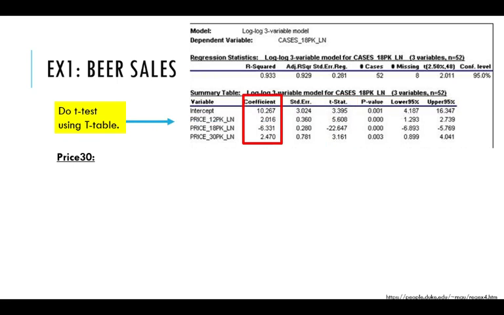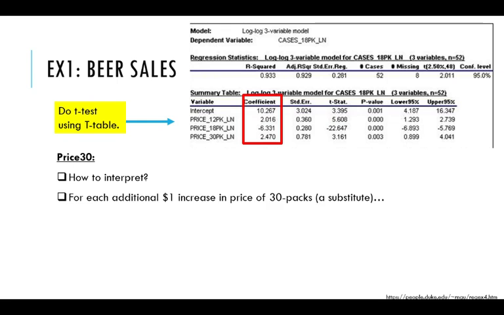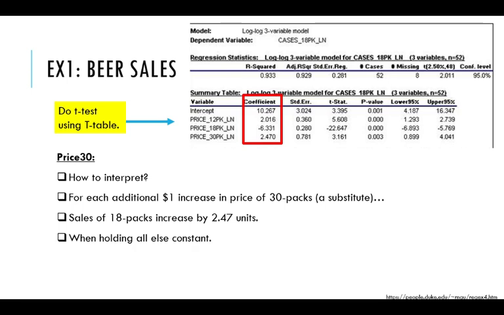All right. So let's interpret. Again, don't forget, we need to go to the coefficient to interpret. So for each additional $1 increase in the price of 30 packs, we see that the sales of 18 packs increases by 2.47. So if we increase the price of the substitute, people are going to switch to buying 18 packs and we're going to sell more. And so remember, our coefficient is always measured for an additional 1 unit increase. A 1 unit increase in this case would be $1. Don't forget, again, holding all else constant.